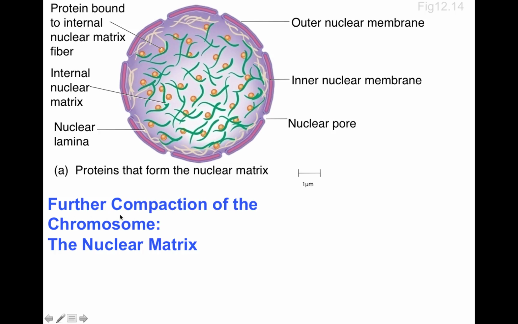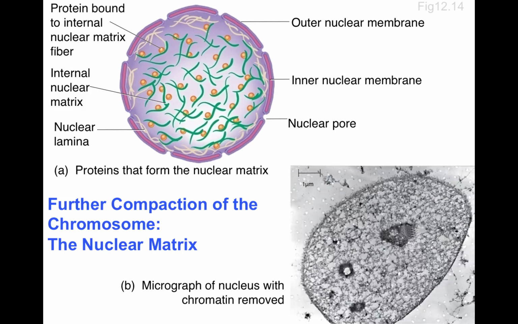So in order to get further compaction of the chromosome, further compaction of that 30 nanometer fiber that contains the core histones plus H1, the chromatin has to be attached to the nuclear matrix. This is an actual picture of a nucleus from which all the chromatin has been removed. So this is a nucleus without any DNA in it at all. And you can see that it is not just an empty sac with nothing in it, but it has lots and lots of proteins, lots and lots of these nuclear matrix proteins in there.